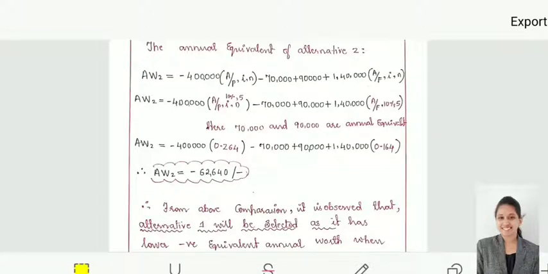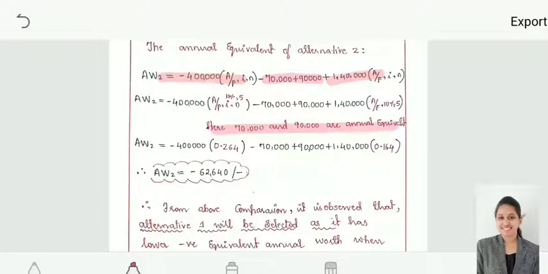Now the annual equivalent for alternative 2 is minus 4 lakh A by P i comma n, minus 70,000 as operation cost and 90,000 as the revenue that you are getting, and you have to keep the factor as 1 because it is annual equivalent, and the salvage value is 1,40,000 A by F. Similarly make the substitutions using the compound interest table, and here 70,000 and 90,000 are the annual equivalent amounts, and after making the calculations I will be getting minus 62,640.